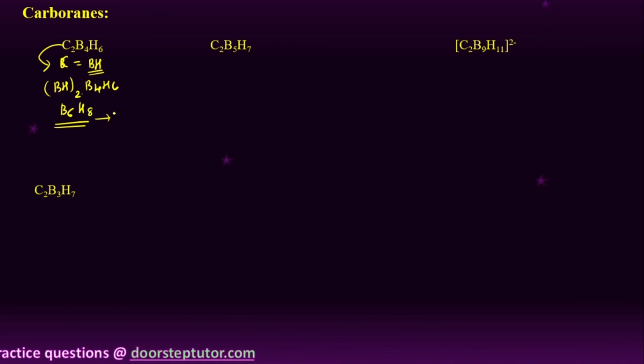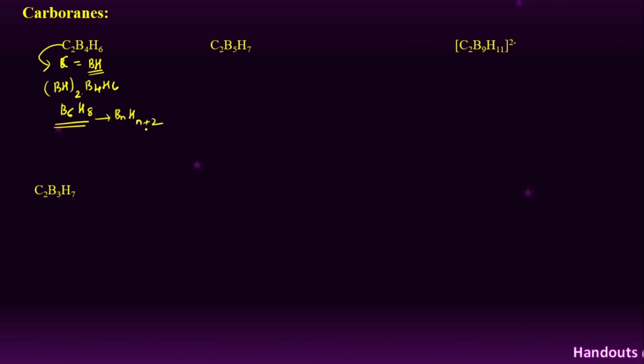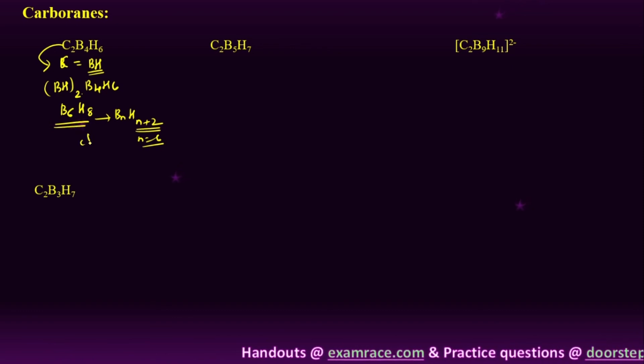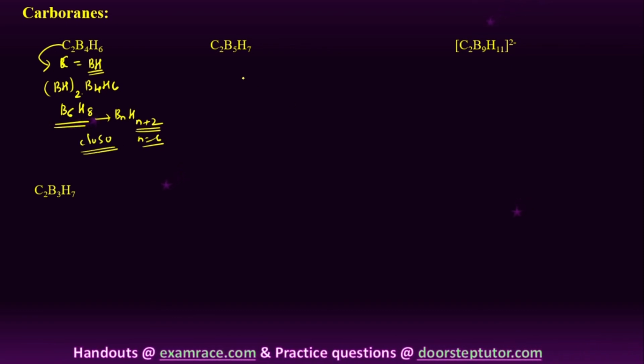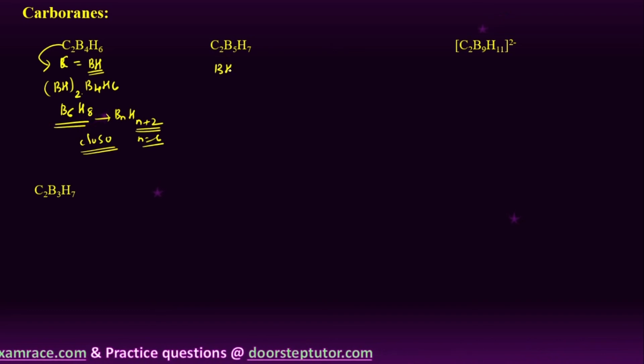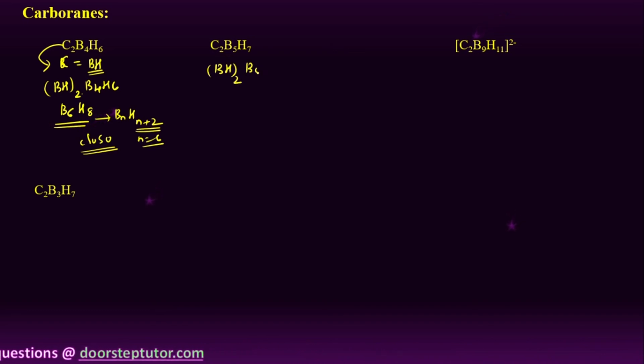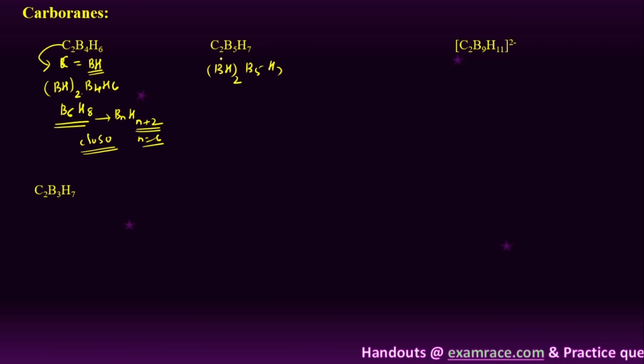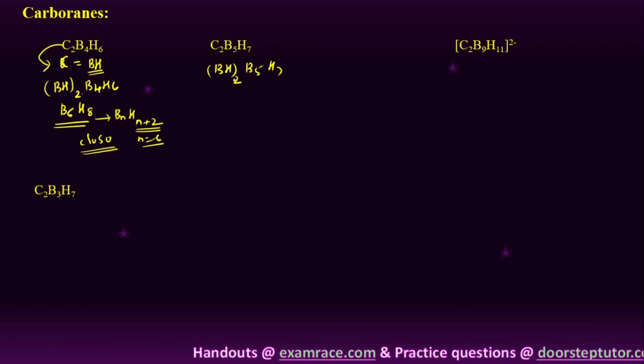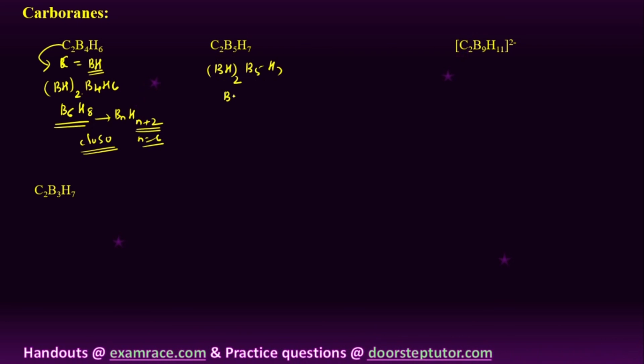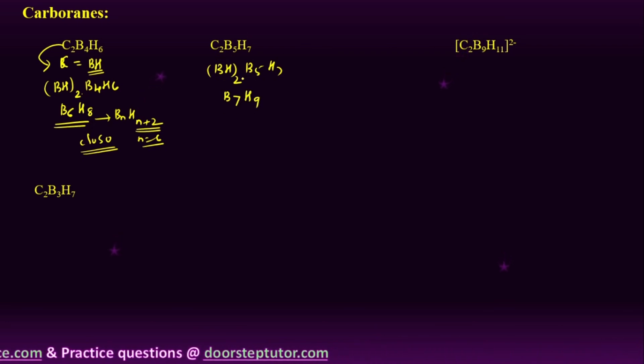What is the structure, student? What is the structure over here? That looks like BnHn plus 2, where n is equal to 6. So the structure of this carborane is closed. Similarly, you can write, student, BH taken twice, B5H7. In most of the exams, they will focus only on what is the structure of the given carborane and what is the structure of the given borane. Okay, here you can see, this is B7 and H9.